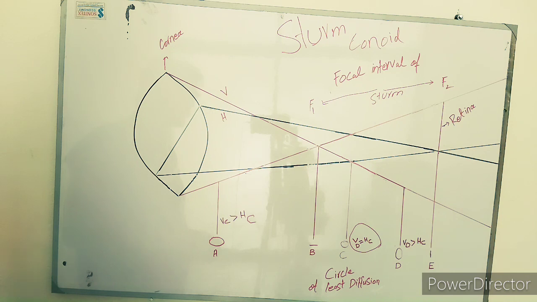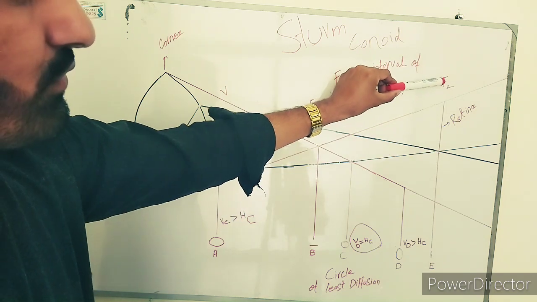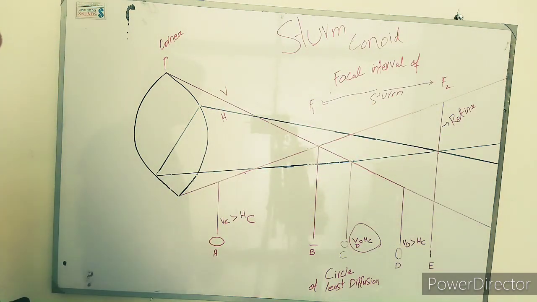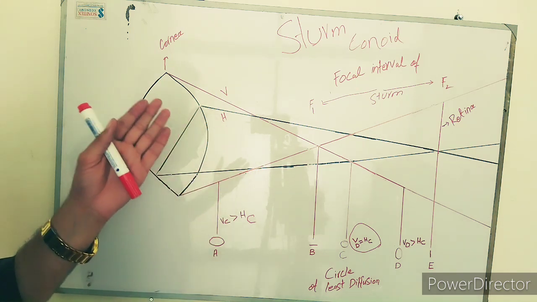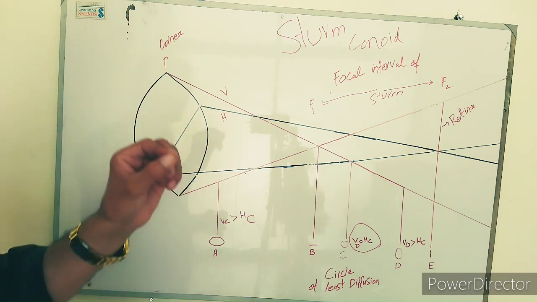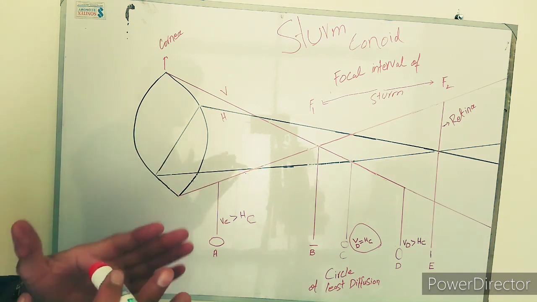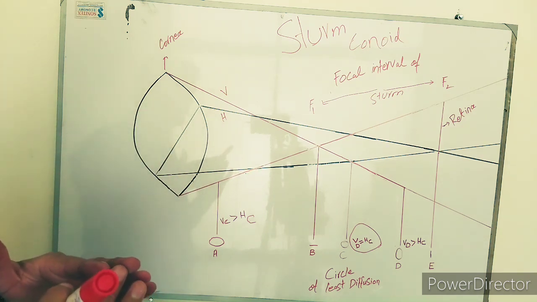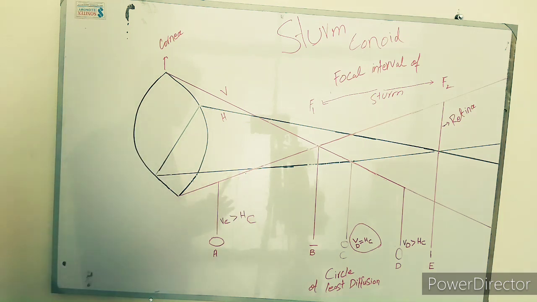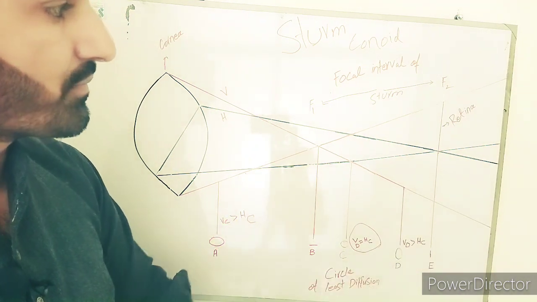Now our fifth point is E. Here our horizontal rays come to a point of focus, they focus at the retina, but vertical rays are still diverging. Here there is no problem with horizontal rays because they are focused at a point. Only vertical rays are diverging. Therefore, the image will be a vertical line.